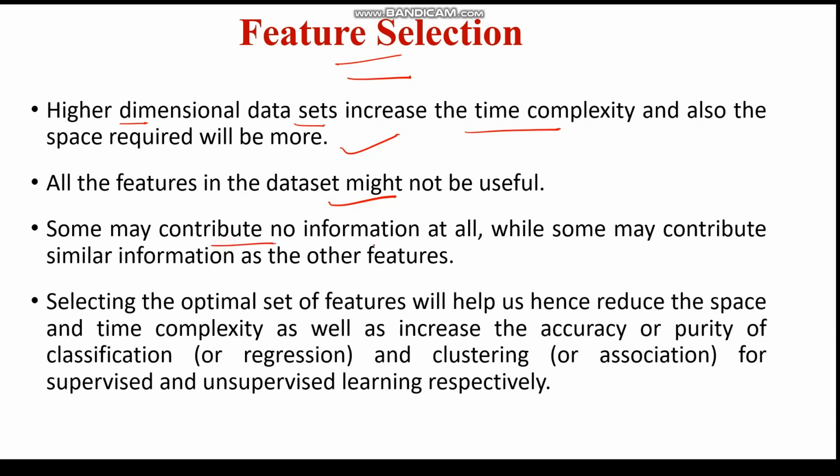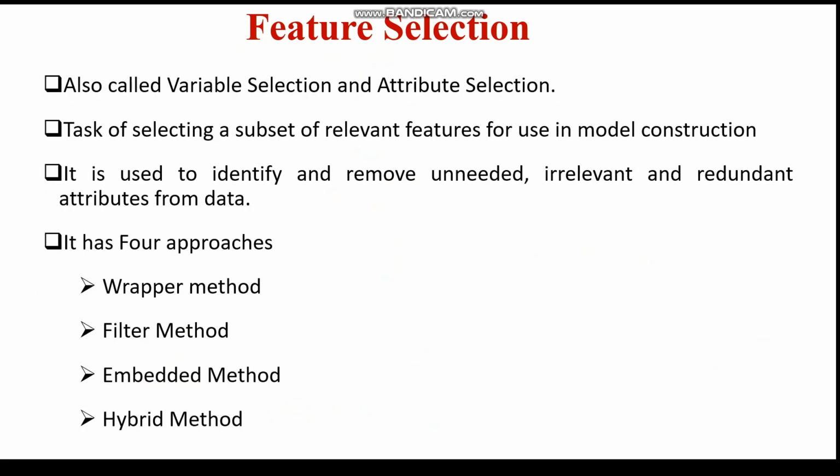Some may contribute no information at all, while some may contribute similar information to what another is providing. So selecting the optimal set of features will help us reduce the space and time complexity, and it also increases the accuracy or purity of the classification or regression, and it is also considered in clustering or association. It plays a role in each and every one. So feature selection can also be named variable selection or attribute selection.